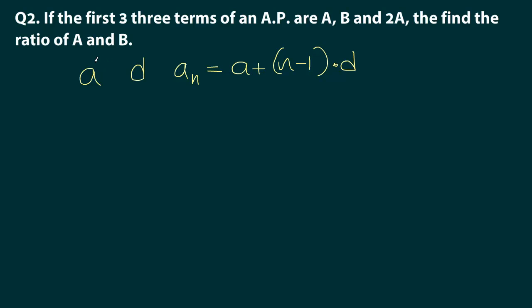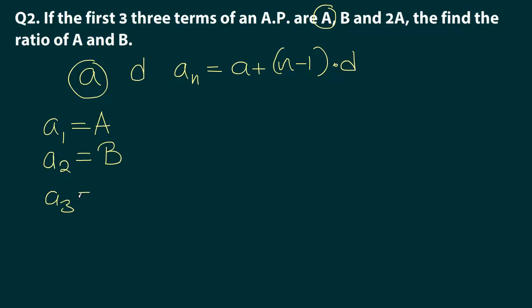Now let's not confuse this a with this a. These are actually the value of the terms, right? In other words, I think it will help out if you write it this way. So let's say a1, if you write a1 as the first term, this is given as uppercase A. a2, which is the second term, is given as uppercase B, and finally a3 is given as 2a.